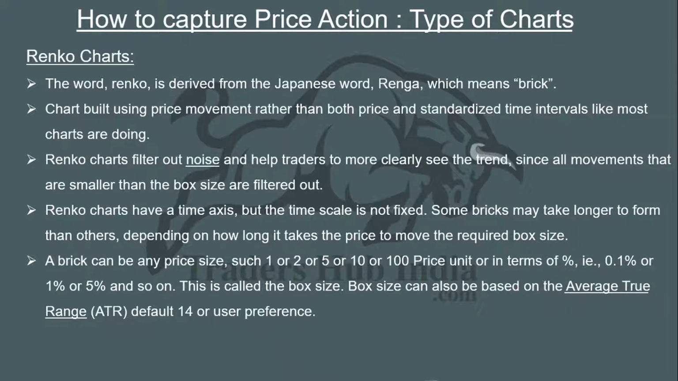A brick can be any price size, such as 1, 2, 5, 10, or even 100 price units, or in terms of percentage, that is 0.1 percent, 1 percent, or 5 percent. It depends upon the trader's requirement. This is called the box size. Box size can also be based on average true range, that is ATR. By default it is 14, or you can also use 5. It's based on the user's preference.